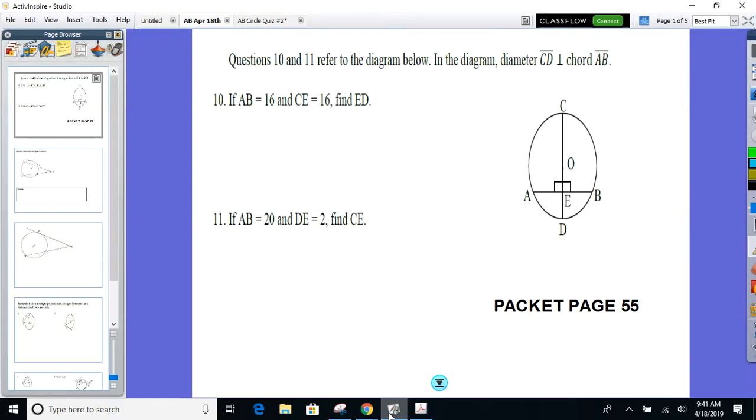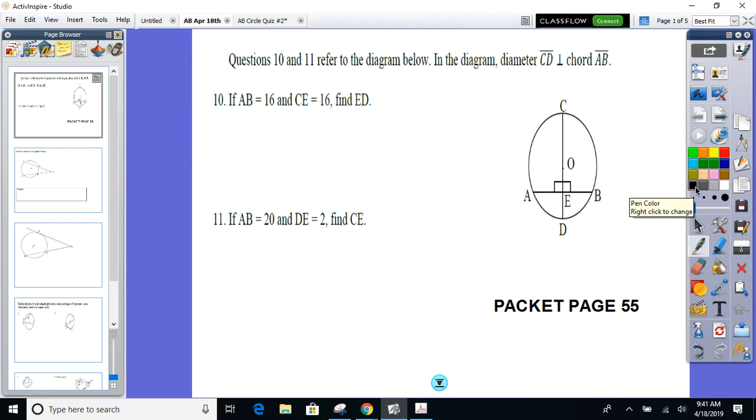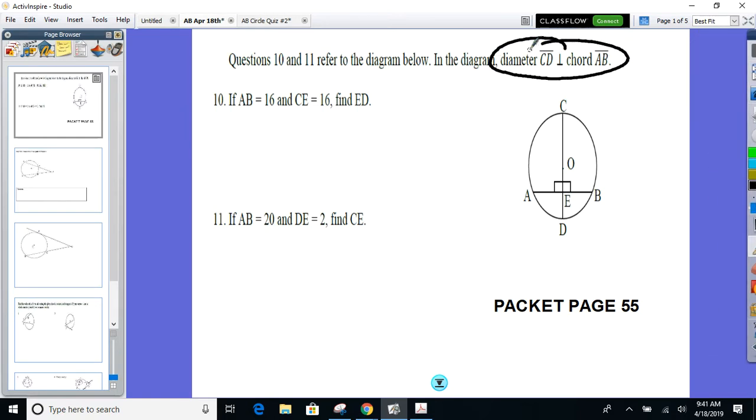I'm looking at 10 and 11 right now. First thing, diameter CD is perpendicular to chord AB. I need somebody to tell me what's going on. All right, what's going on in my diagram right now?